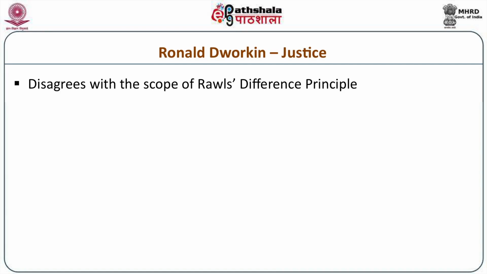Dworkin thinks that the difference principle needs much more operationalization, and it needs new foundations in order to work more properly. So the kinds of disadvantages that people actually face in society cannot be rectified by the limited way in which Rawls permits the operationalization of the difference principle, with that priority on liberty. So in this respect, Dworkin is considered a much more egalitarian thinker than Rawls, who's more of a liberal thinker.